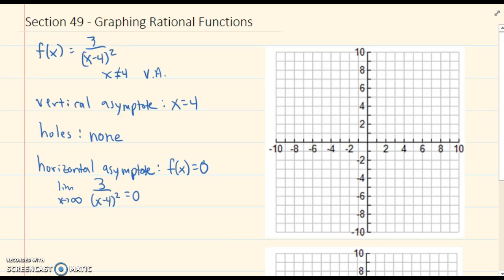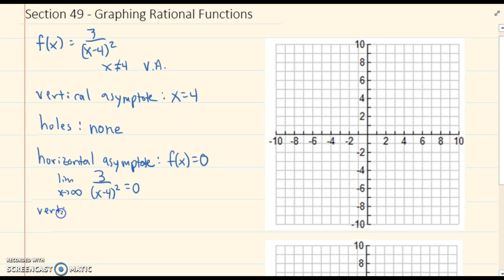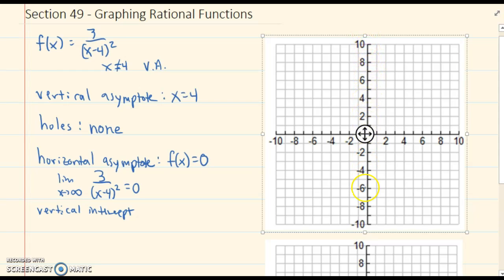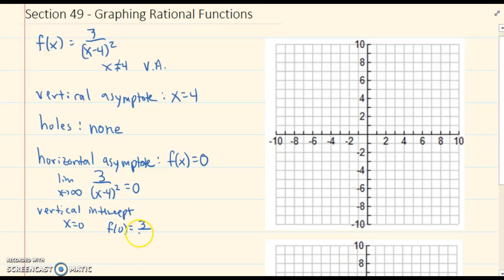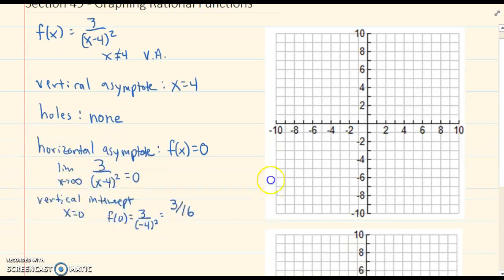Then, this is the tricky part. I want to find intercepts. So if I want to find the vertical intercept, actually, let me find the vertical first because I think it's the easier one. To find the vertical intercept, I want to know where it crosses this vertical axis. And if we have the vertical axis, that means my input has to be 0. So I'm going to take x and plug in 0. So I'm going to find f of 0, which is 3 over negative 4 squared. So it's 3/16. Not a nice number, but it's something we can certainly work with.